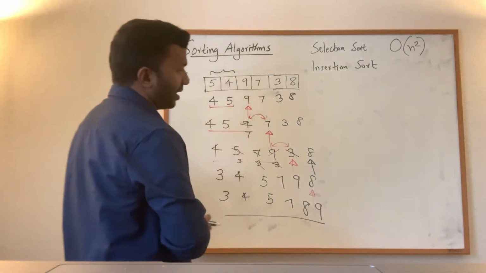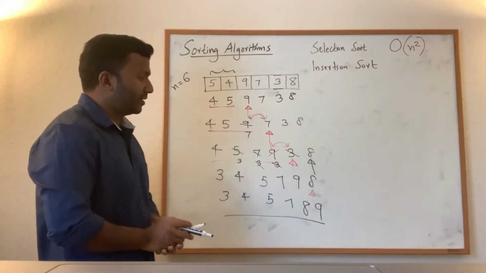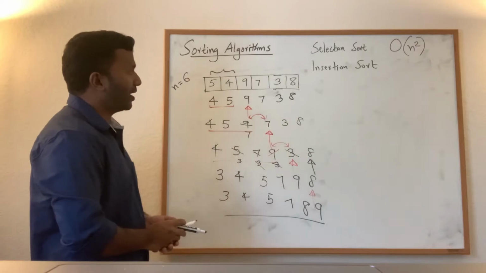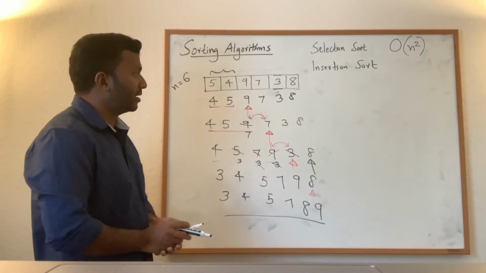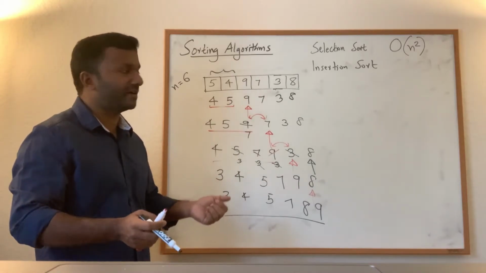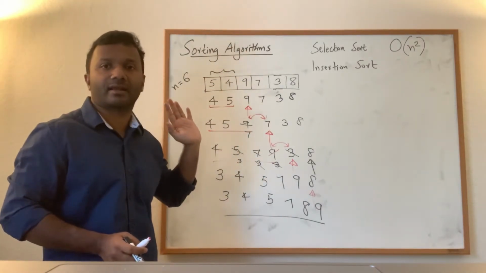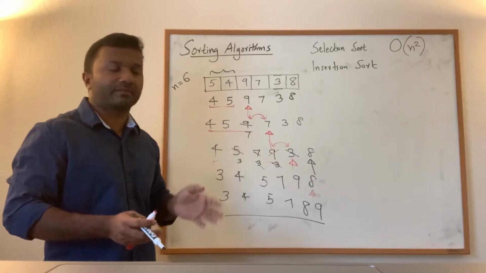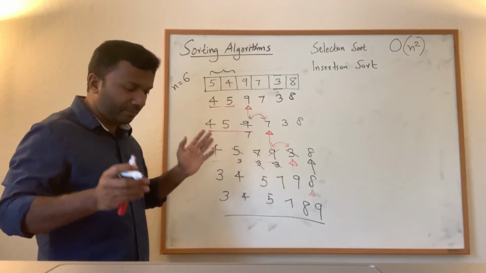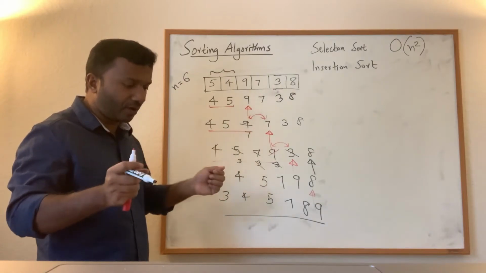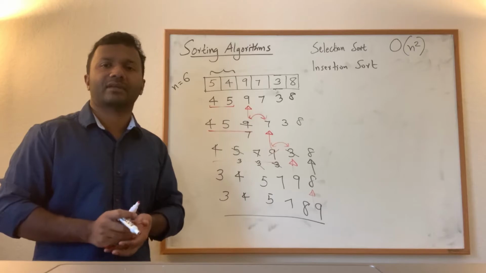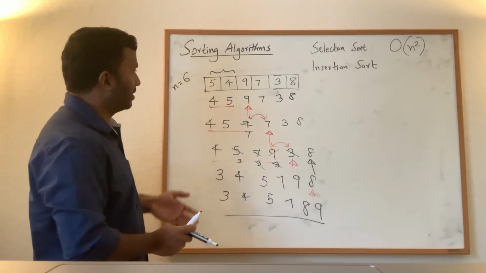Why is this algorithm correct? Because what I'm actually doing is at the end of k steps, I'm sorting the first k elements in this array. That is my claim. Okay, I'm claiming that at the end of k steps, my algorithm will sort the first k elements. And how to prove this? I can use mathematical induction, right?